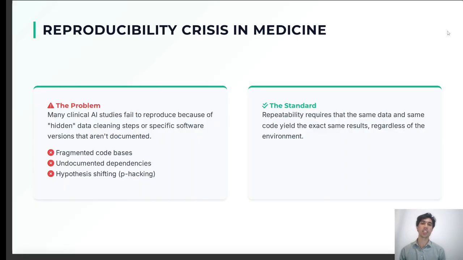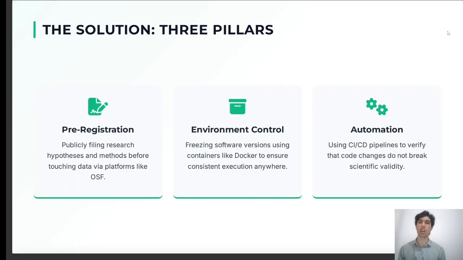The standard is that our project needs to be repeatable. Repeatability requires that the same data and the same code yield the same exact results regardless of the environment. So we need to have the whole repository in one place, and when we run that repository in any environment, in any OS, it should yield the same results. To tackle this problem, we need to look into how to solve it. And to solve this, we have three pillars.